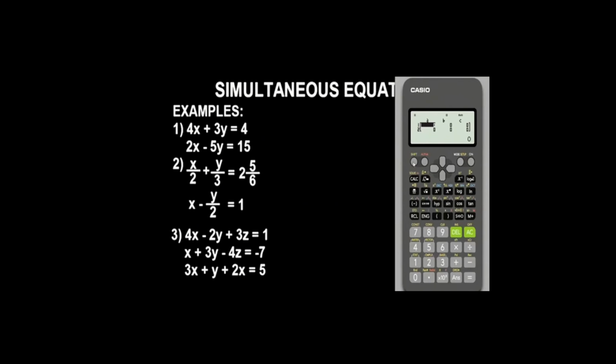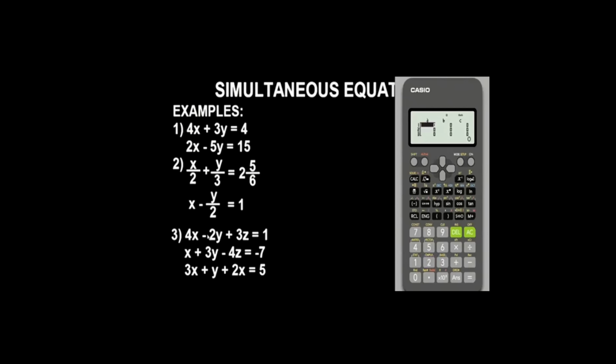So we press shift mode. Sorry guys. You are going to just press mode, then press equation for 5. Then this time around you are going to press 2. 2 is for simultaneous equations involving 3 variables. Press 2. Alright, as you can see, we have 2 equations here.